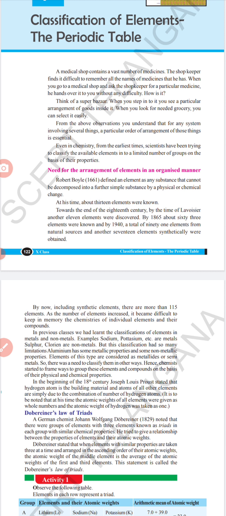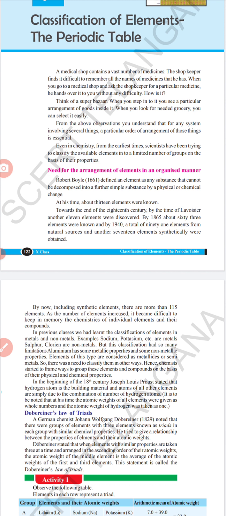As the number of elements increased, it became difficult to keep in memory the chemistries of individual elements and their compounds. As the number of elements was increasing, it was difficult for the scientists to remember their chemistries and their compounds. What the chemistries are, we will see in the further chapter.